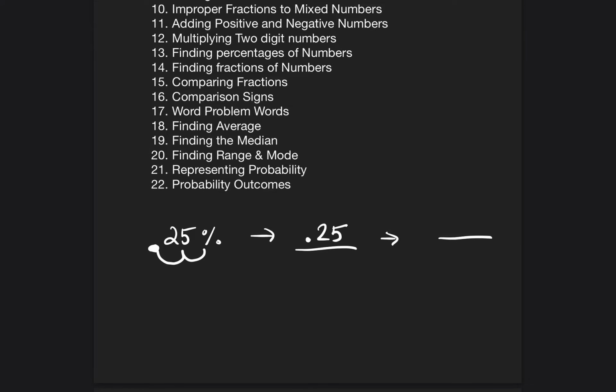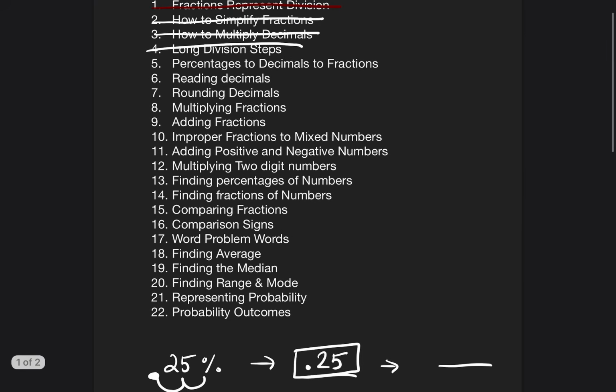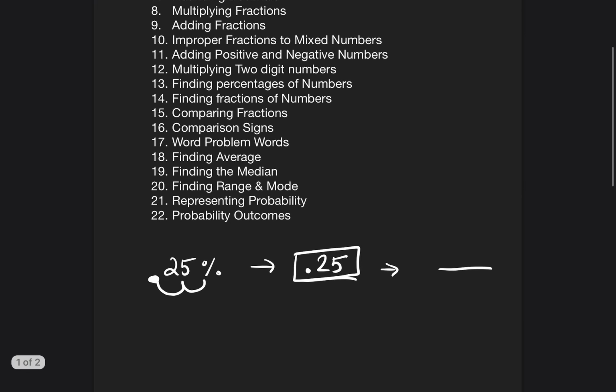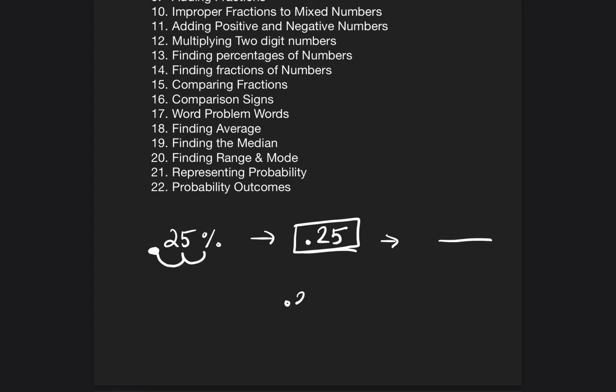Then the way that you put 0.25 into a fraction is that you have to read the decimal. So this is kind of combining 5 and 6 because we're going to talk about how you read decimals. But the way that we would read this decimal is you would read it as 25 hundredths. So 25 would be on the top, hundredths would be on the bottom. So you would write 0.25 as 25 hundredths or 25 over 100.